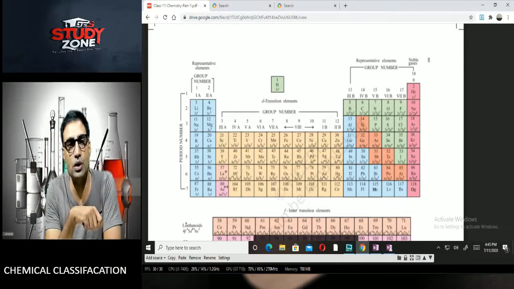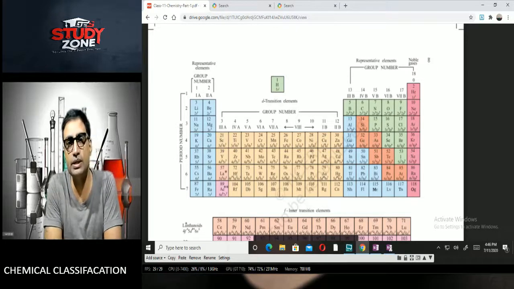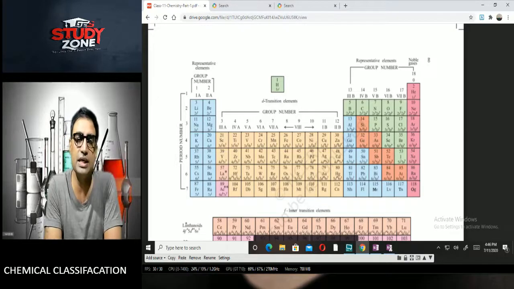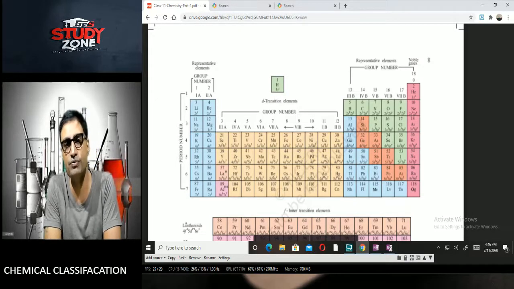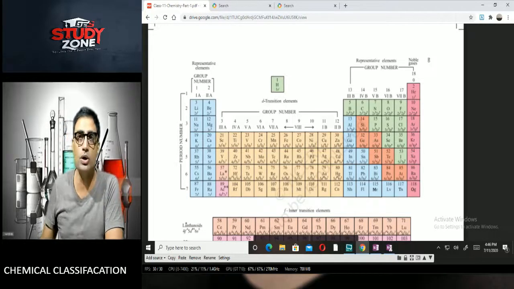According to the modern periodic law, all chemical and physical properties exhibited by an element are the periodic function of their atomic number. The studies of your 11th standard start from here, from the modern periodic law. Since different elements have different atomic numbers, they exhibit different chemical and physical properties. Based on that, we got the modern periodic table.